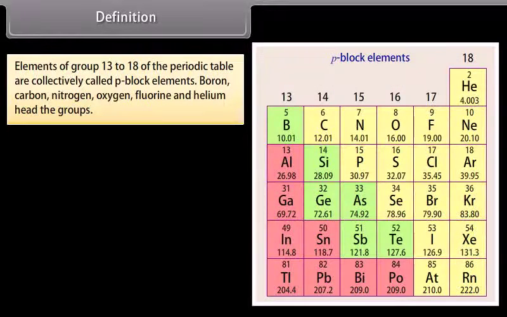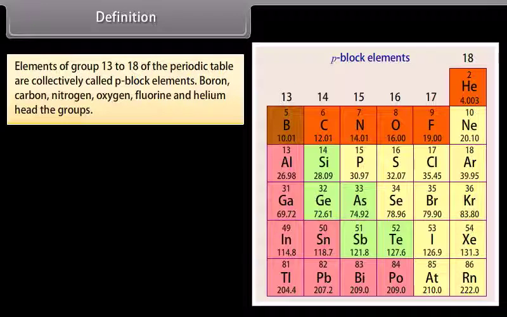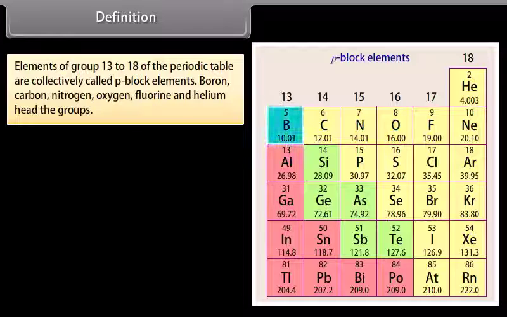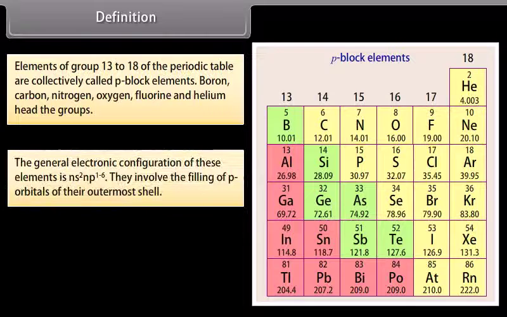Definition. Elements of group 13 to 18 of the periodic table are collectively called P block elements. Boron, carbon, nitrogen, oxygen, fluorine and helium head the groups. The general electronic configuration of these elements is ns2 np1-6. They involve the filling of p orbitals of their outermost shell.